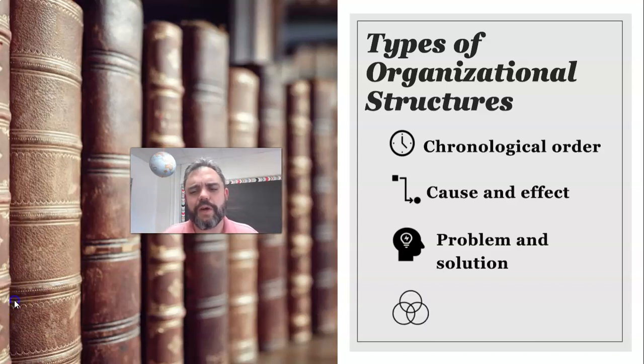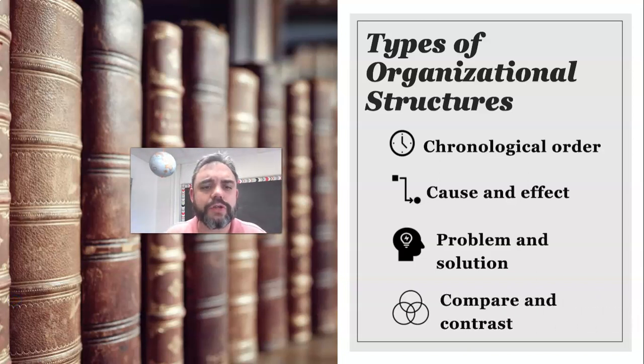And what is the final way? Looks like a couple of circles, but they're interchanging. Boom. Compare and contrast, seeing how things are very similar, which is compare, and to see how two or more things are different, and that's contrast. So remember, four types of organizational structures: chronological order, cause and effect, problem and solution, boom, last one, compare and contrast. So now let's look at an example.